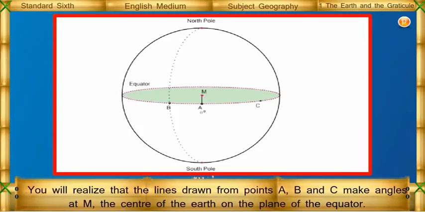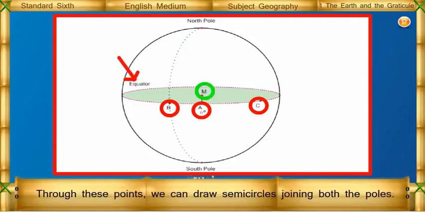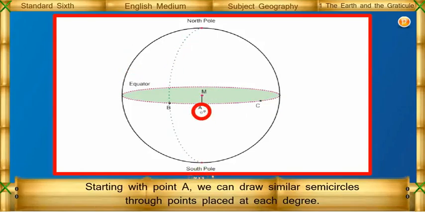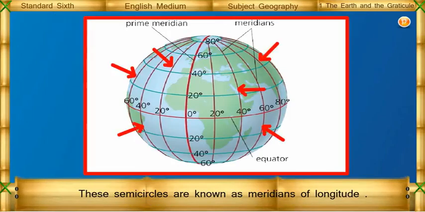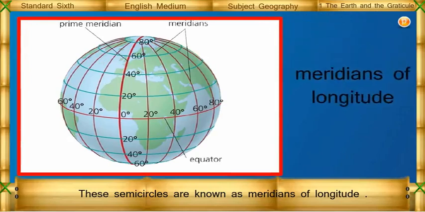Meridians of longitude. You will realize that the lines drawn from points A, B and C make angles at M, the center of the earth, on the plane of the equator. Through these points, we can draw semicircles joining both the poles. Starting with point A, we can draw similar semicircles through points placed at each degree. These semicircles are known as meridians of longitude.